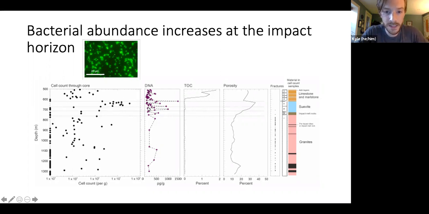Moving across here, they also found that the amount of DNA they were able to extract was highest at this region. The amount of organic carbon was super low until after the impact event. And this also corresponded to a region of increased porosity. So that particular structure of the mineral that they thought might have enabled water and nutrients to filter through and allow that microbial life to grow.